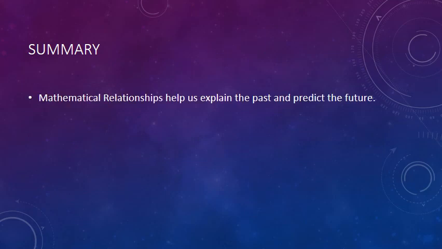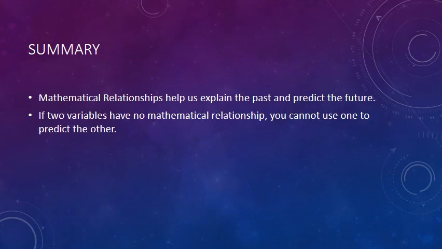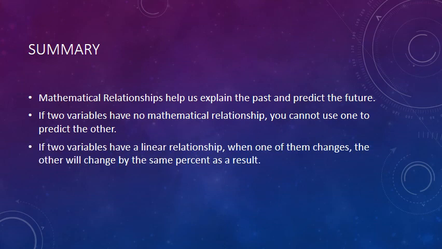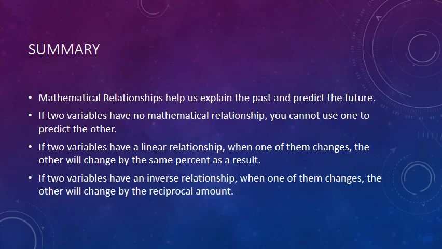So a quick summary of what we've covered in this lecture. Mathematical relationships, specifically linear and inverse, are going to be used to help us explain the past and predict the future. And if two variables have no mathematical relationship, you can't use one to predict the other. But if they have a linear relationship, when one of them changes, the other will change by the same percent, not the same amount, sorry. And if two variables have an inverse relationship, when one of them changes, the other will change by the reciprocal amount. So when one triples, the other one will be 1/3.